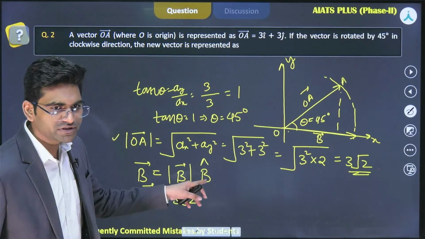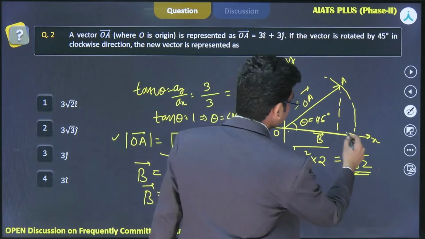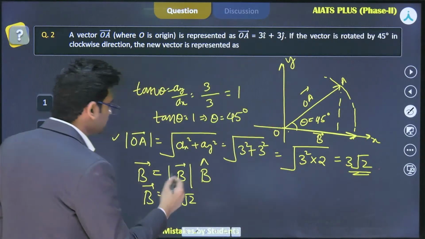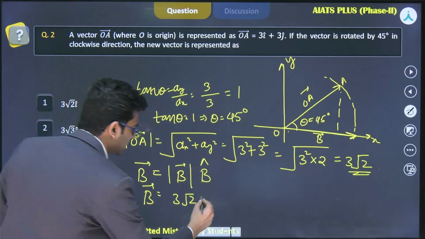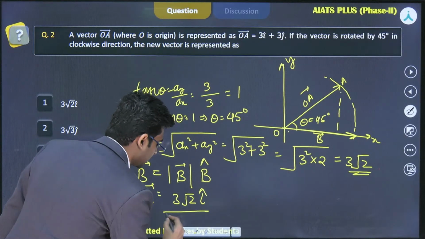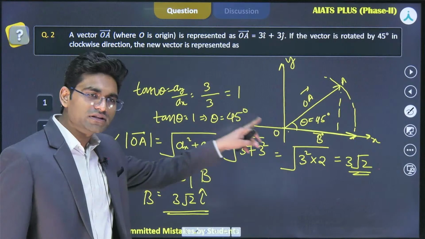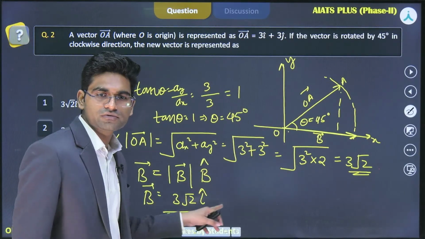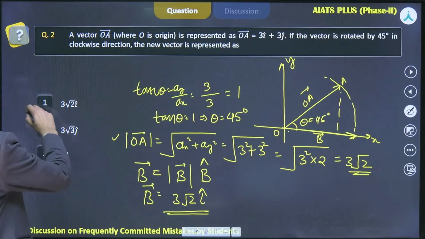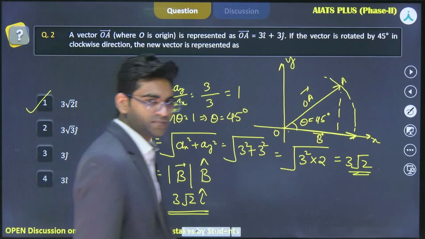Now what about the direction? So the direction is along x-axis. All right. The unit vector in the x direction is i cap. This is our final answer. Okay. So the final answer is b vector, or the new vector, will be equal to 3 root 2 i cap. This is the answer. Option 1 is the correct answer.